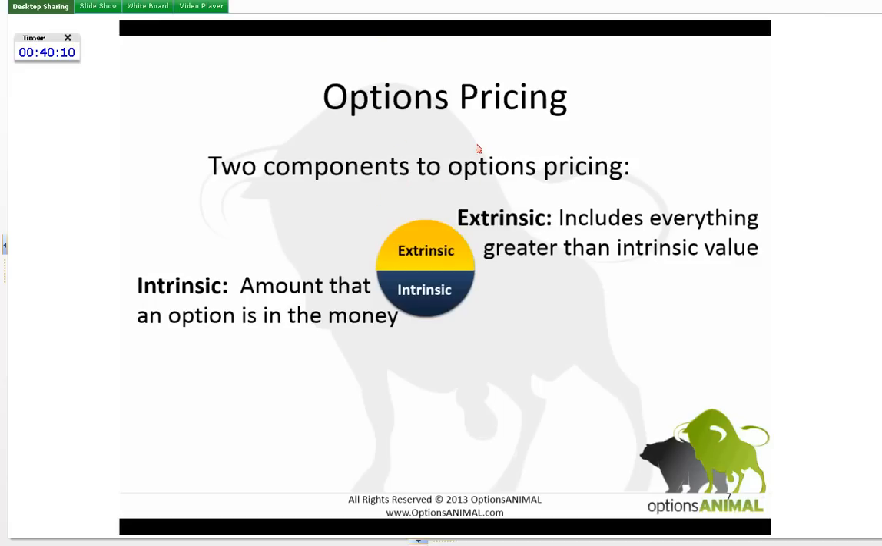So for calls, any strikes that are lower than where the stock is trading are considered in the money. For puts, any strikes that are higher than where the stock is trading are considered in the money. A way to think about it is, what would it be worth if it expired today?